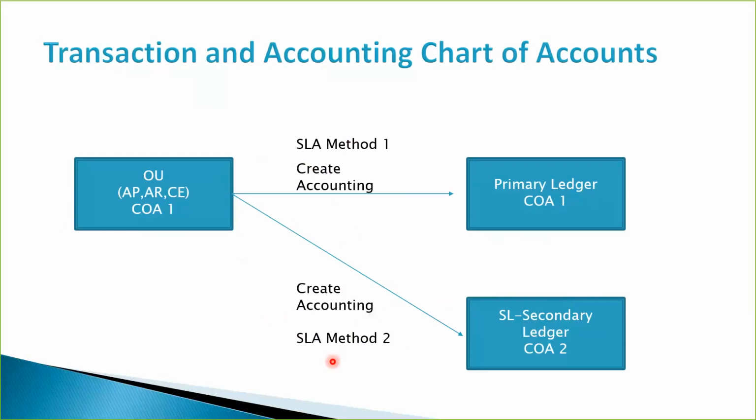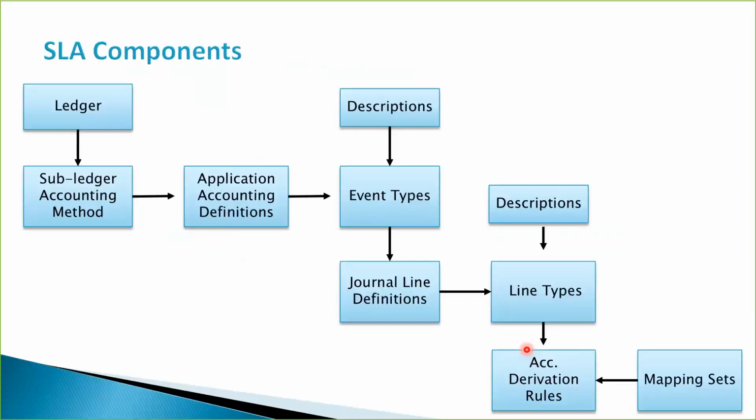Now, when you create accounting, regardless of the difference between these two ledgers, create accounting will still send that accounting information from your operating units to your ledgers. Okay. So when you go to the SLA module and you're customizing the components of the SLA module, these components which we can customize, right?